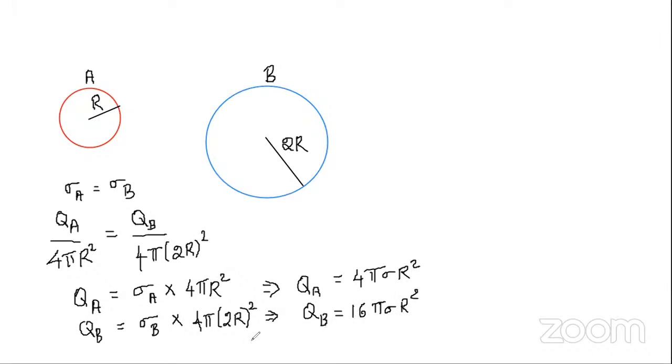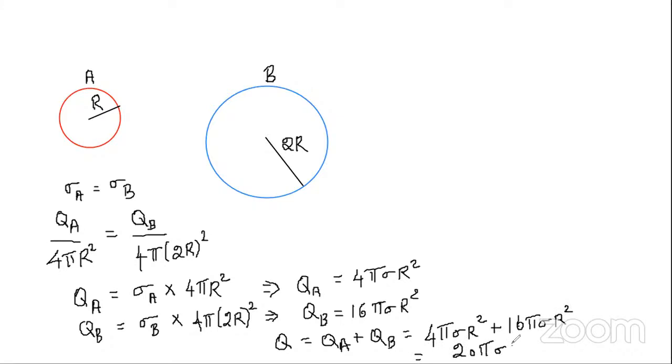So what is the total charge initially? Total charge Q equal to QA plus QB. This is the initial charge. So that will be 4 pi sigma r square plus 16 pi sigma r square. So this will be 20 pi sigma r square. This is the total charge initially.